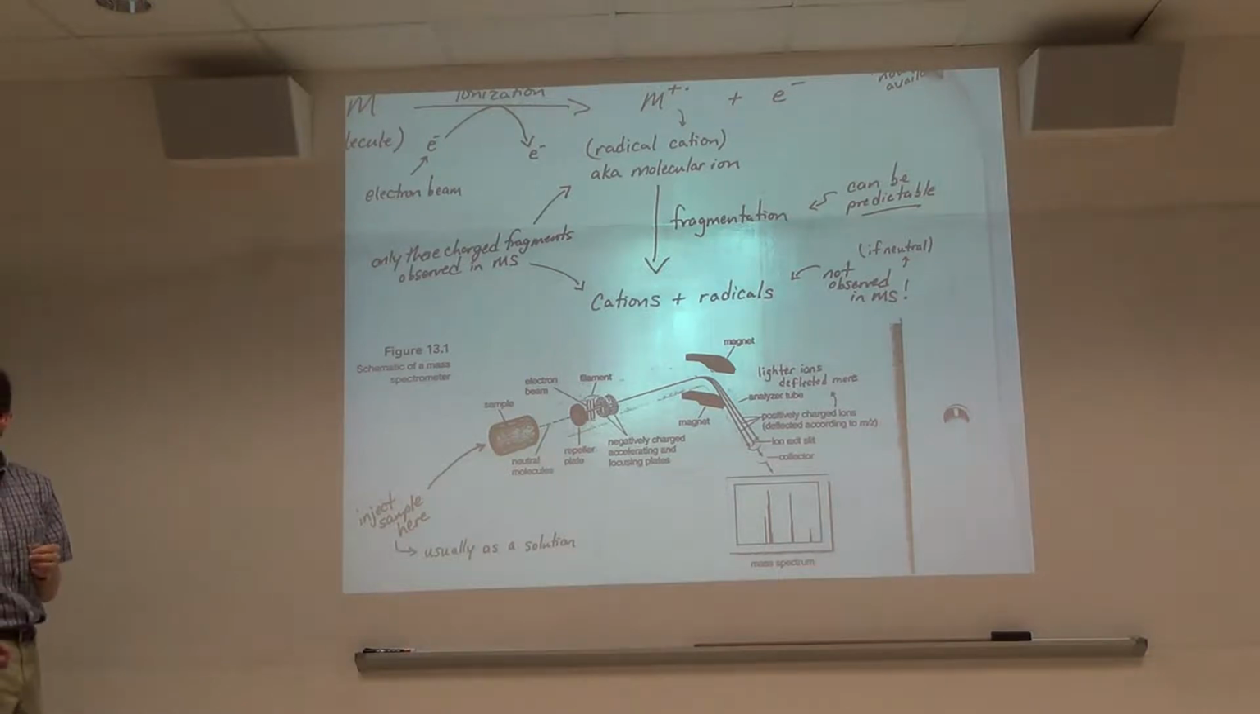Mike? So what keeps it from losing 2 electrons, I guess? Is it just probability in there? Because if it had a +2 charge, it would deflect twice as much.